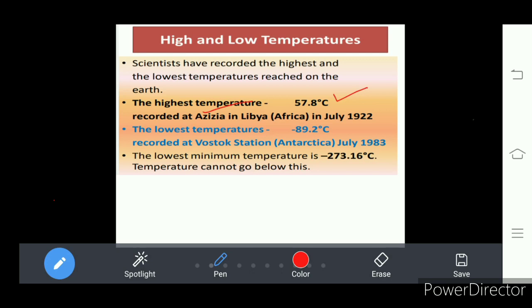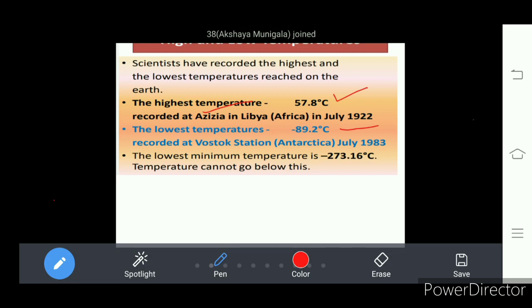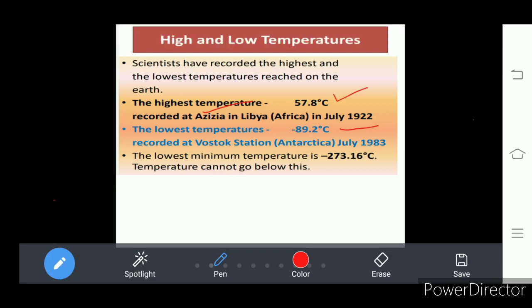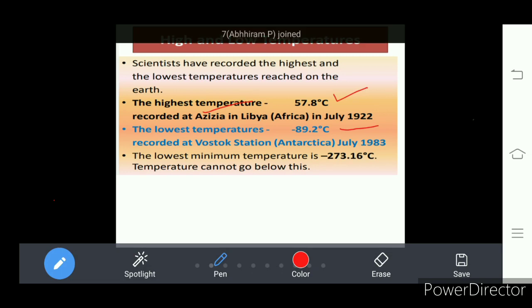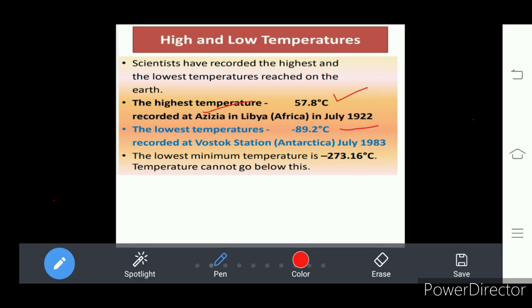Understand? There is a place called Aziziya. And the lowest temperature is also recorded somewhere on the earth's surface, that is minus 89.2 degrees centigrade. Dear students, it is minus 89. You should know how much temperature difference there is across the globe. It is not a simple 89, it is minus 89. Very, very cold. That means everything will be in a frozen state, like ice.